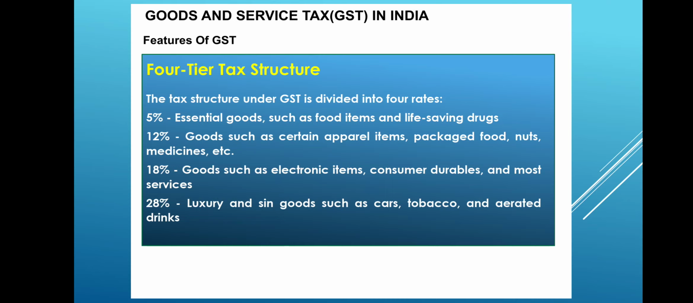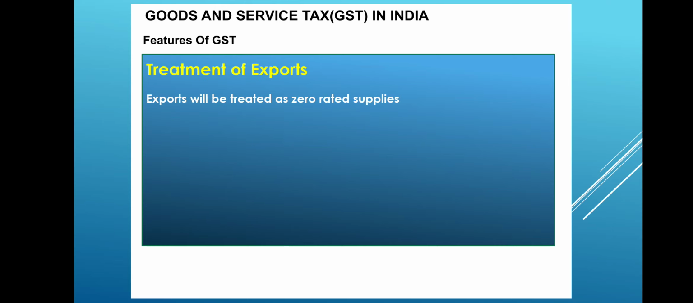Next slab rate is 12%, such as apparel items, packed food, nuts, medicines, etc. Under 18%, goods like electronic items, consumer durables, and most services are also included in 18%. Last one is 28%. Under this slab rate, the luxury goods such as car, tobacco, and related drinks are included in the 28% slab rate. So because of these four types of slab rate, this GST is also known as four-tier tax structure.